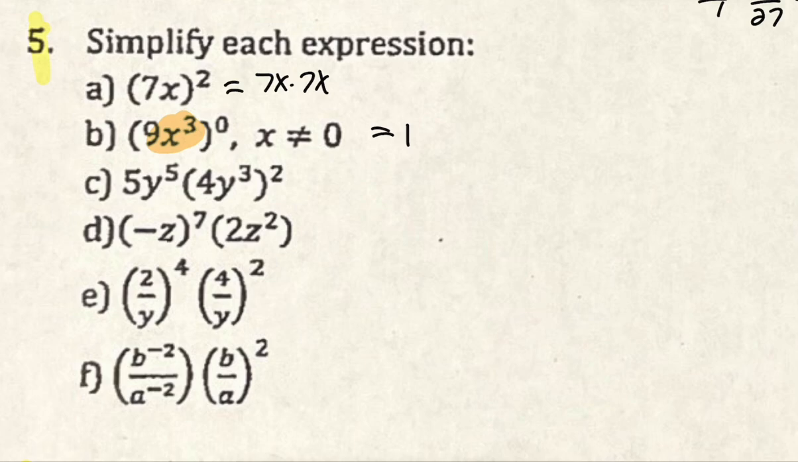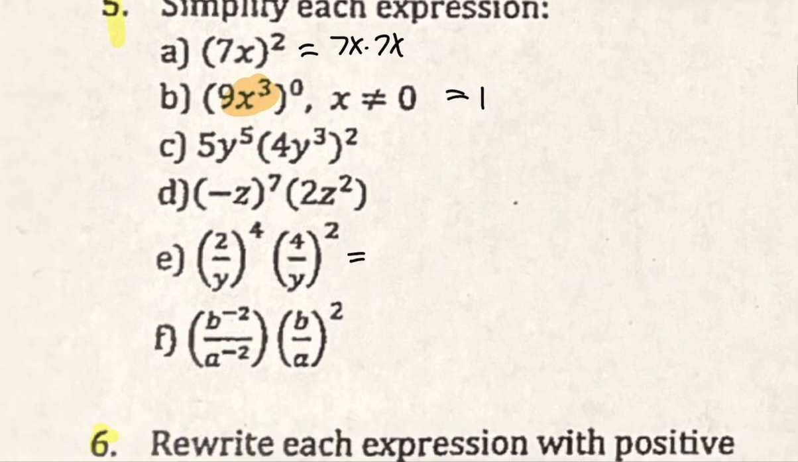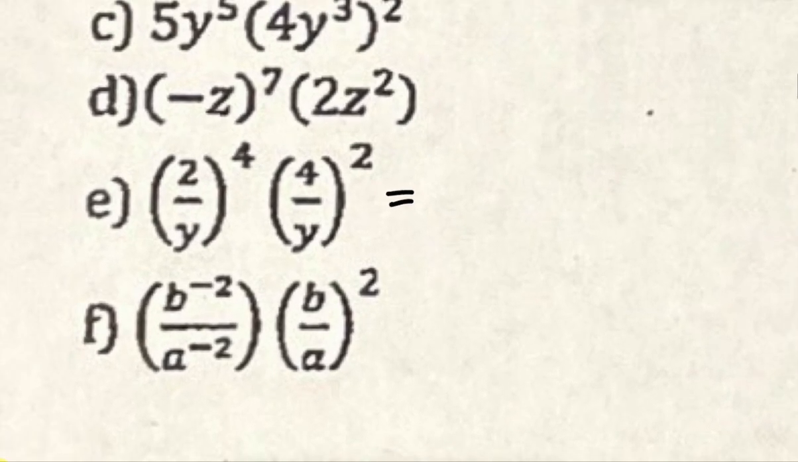Think about order of operations. Exponents come first. We have to do that exponent. When we do the exponent for the first one here, that is 2 to the 4th. 2, 4, 8, 16. That's 16. And that's y to the 4th. And then 4 squared is 16. And then that's y squared.